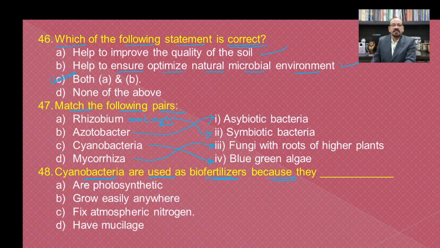If you see the Cyanobacteria, the characteristic feature of the Cyanobacteria is to fix the atmospheric nitrogen, and hence C will be the correct answer for this question.